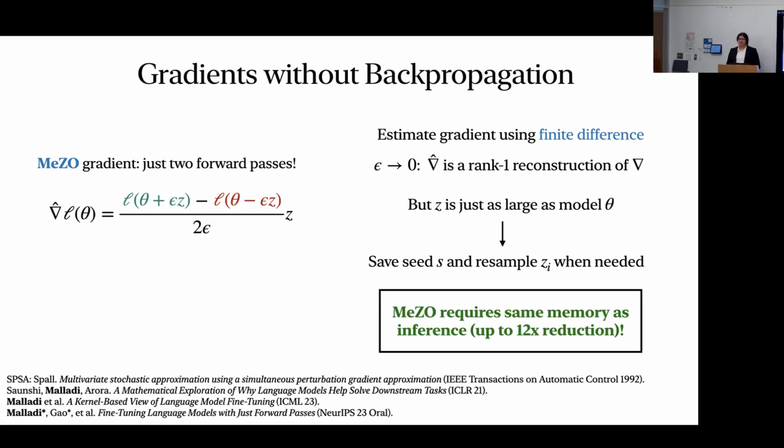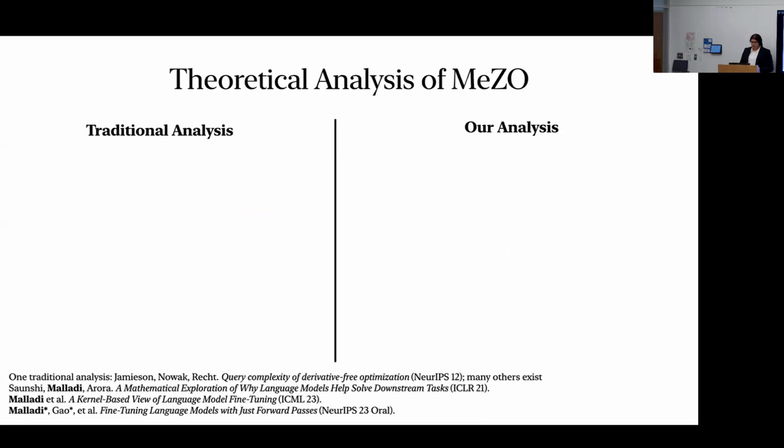So this is an up to 12 times reduction over training the model ordinarily. So let's take a step back and look at this algorithm theoretically. Traditional analysis of most optimization starts from training a model from scratch.